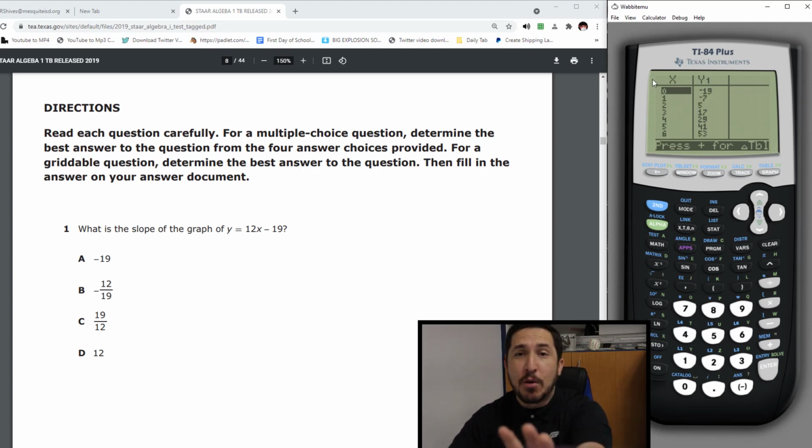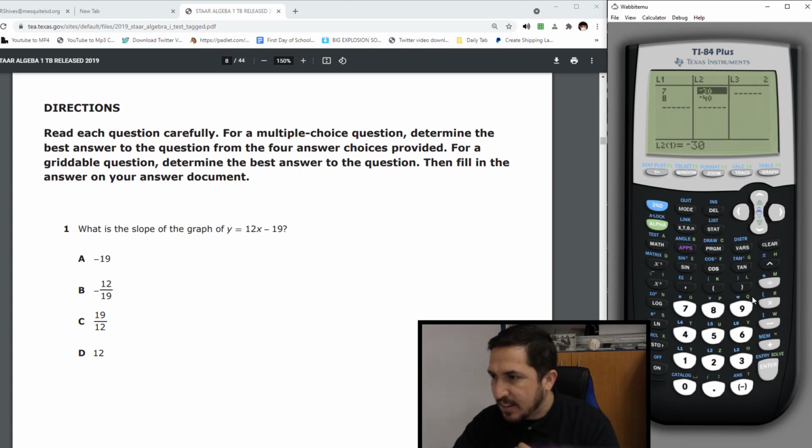You could use it though, you won't get it wrong. I'm going to use 2 and 5 because those numbers are pretty small, and then 3 and 17. So I'm going to use 2 and 5 and 3 and 17. I'm going to go ahead and hit stat, edit. I'm going to put 2 in the first one.